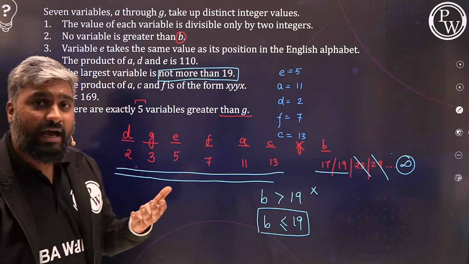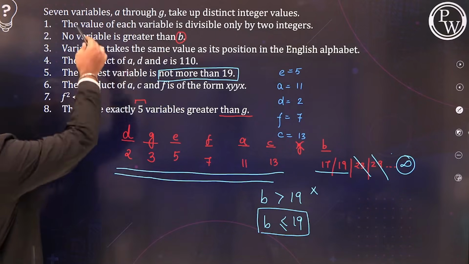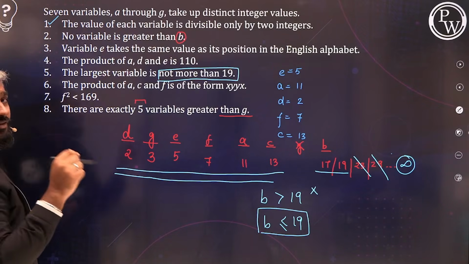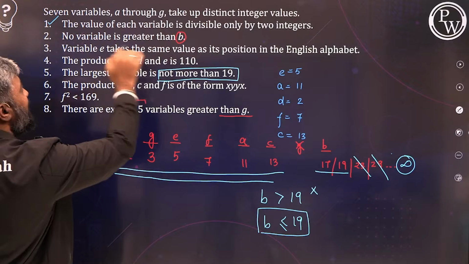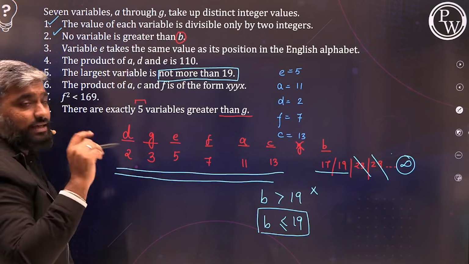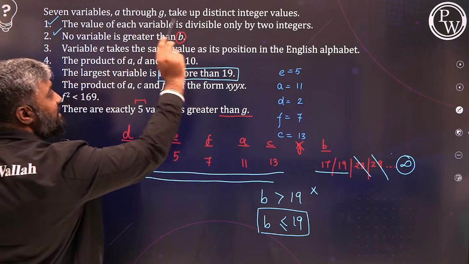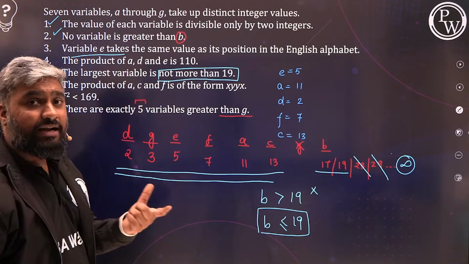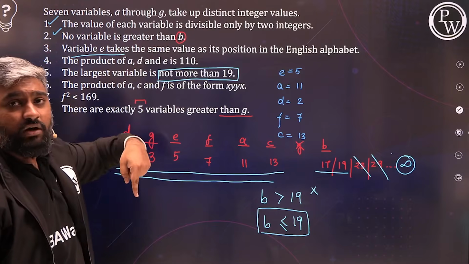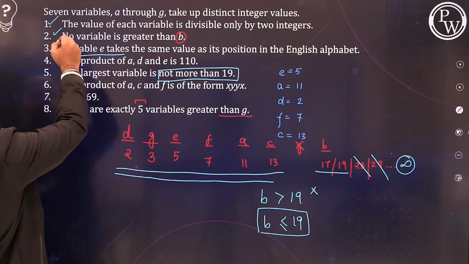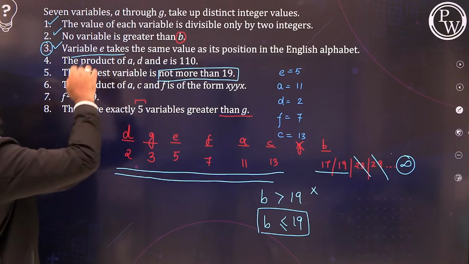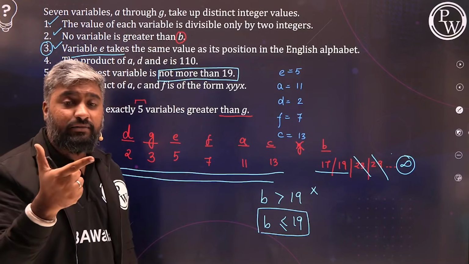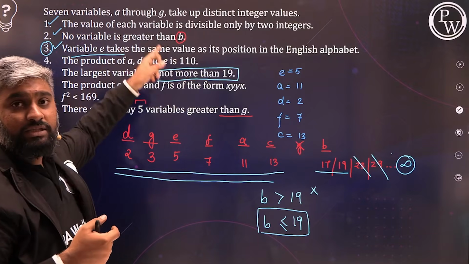Yes. Let's quickly have a look at all the clues to see if we've used them. The value of each variable divisible by only 2. Used. We fixed primes. No variable is greater than B. B is the largest. We fixed that. Variable E takes the same value. So this is what we started with. This is your direct and relevant clue. We keep this and then solve the others, right? Direct and relevant. This is what we started with. Product of A, D, E is direct and also relevant. Why? Because E was used directly, right?